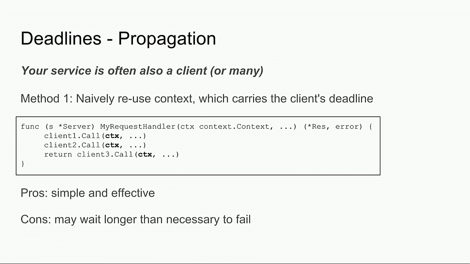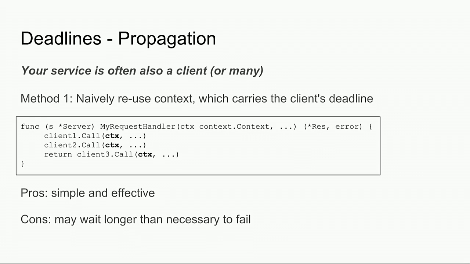Now, as a service that's making calls to other services as part of an interconnected system, you often need to propagate this deadline that the client gave you when you're making your outbound calls. And you may be making many outbound calls, and so you need some kind of a strategy for specifying to all the calls that you're making what that deadline is. So the first most obvious thing you can do is just reuse the context as it was given to you when you're making outbound calls.